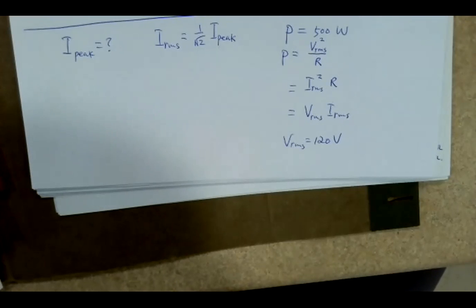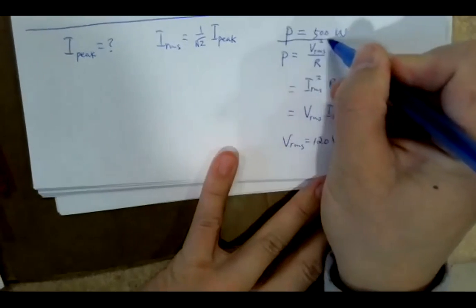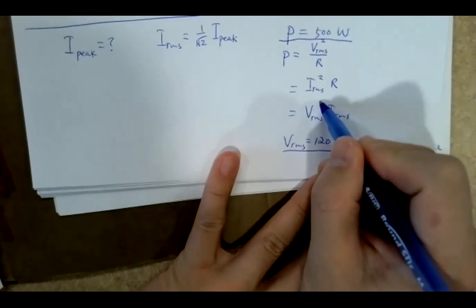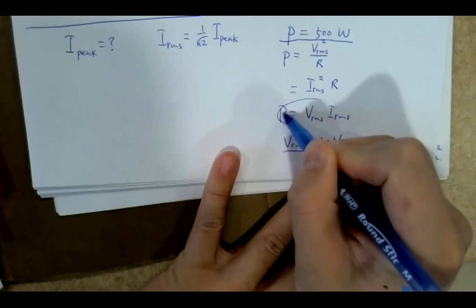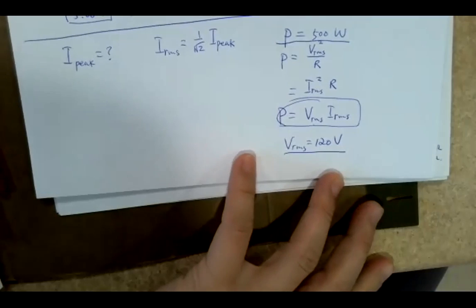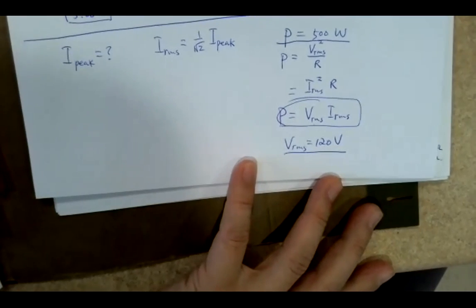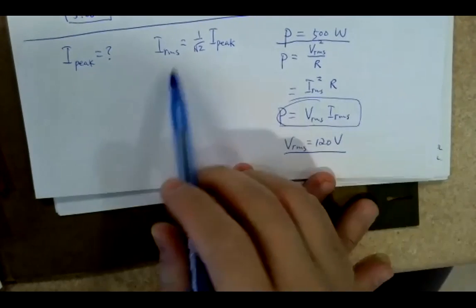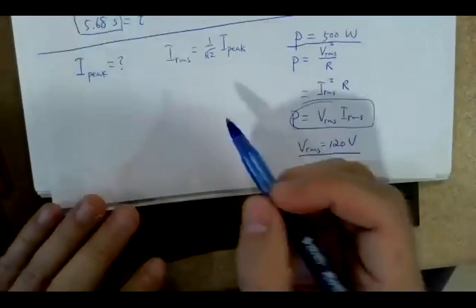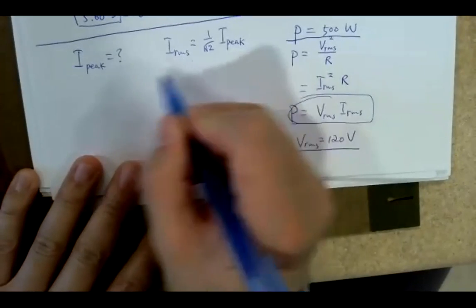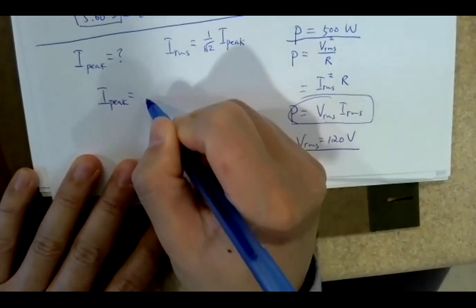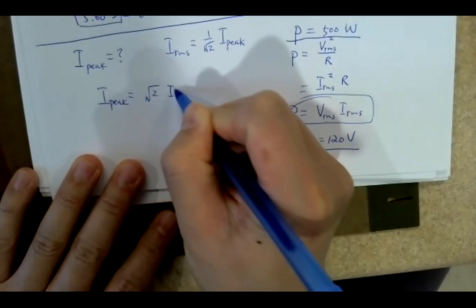All right. So we are given P, and then we are given V RMS. Okay, so we probably can use this equation. P equals V RMS times I RMS, to solve for the I RMS. Then after that, you can put I RMS over here to get your peak value. Okay, so from here we can see I peak is equal to square root 2 times I RMS.